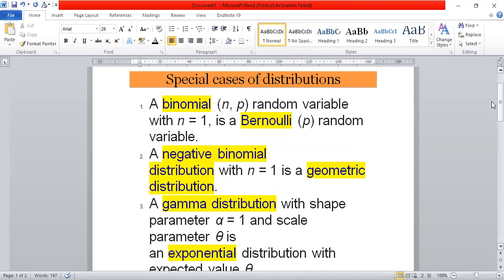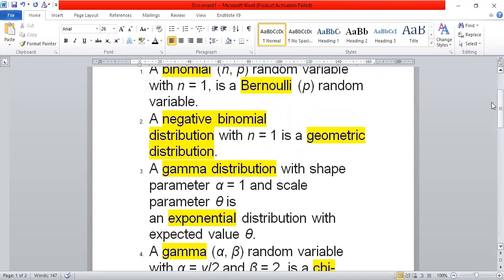Now come to the negative binomial. A negative binomial distribution with n equal to 1 is a geometric distribution. Again, discrete to discrete. Number three is the gamma distribution, a continuous distribution. A gamma distribution with shape parameter alpha equal to 1 and a scale parameter theta is an exponential distribution with expected value theta. You know that we have two parameters, scale and shape, and when the shape parameter alpha is equal to 1, the gamma distribution changes to the exponential distribution. So continuous to continuous.